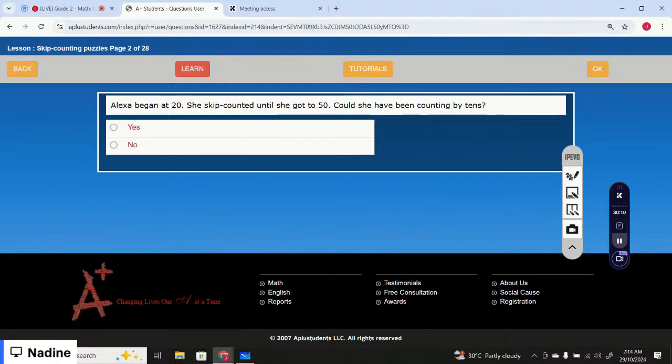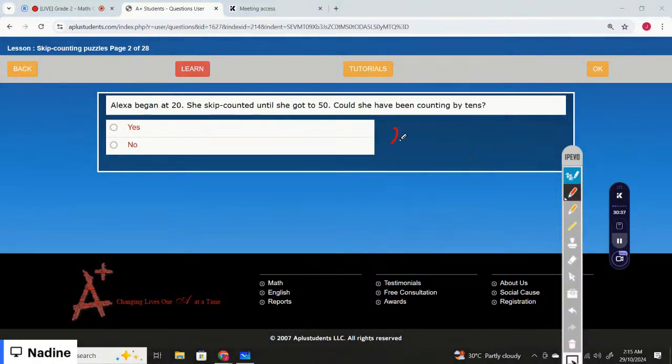Alexa began at 20. She skip counted until she got 50. Could she have been counting by tens? So you have to see if she skip counted by tens. She started at 20. It's just skip counting by 10: 20, 30, 40, and 50. Yes, if she skip counted by tens, she would have 50. The correct option is yes.